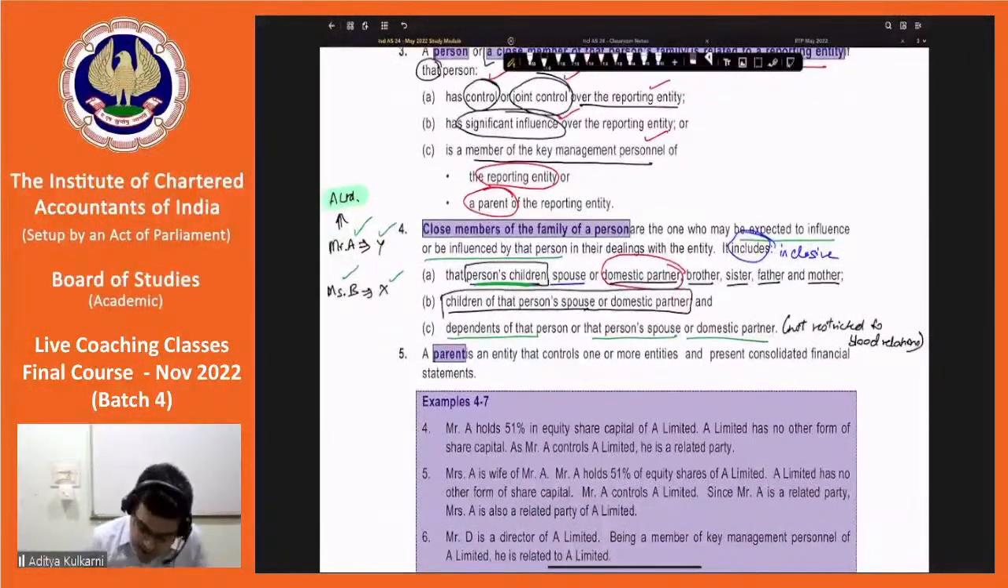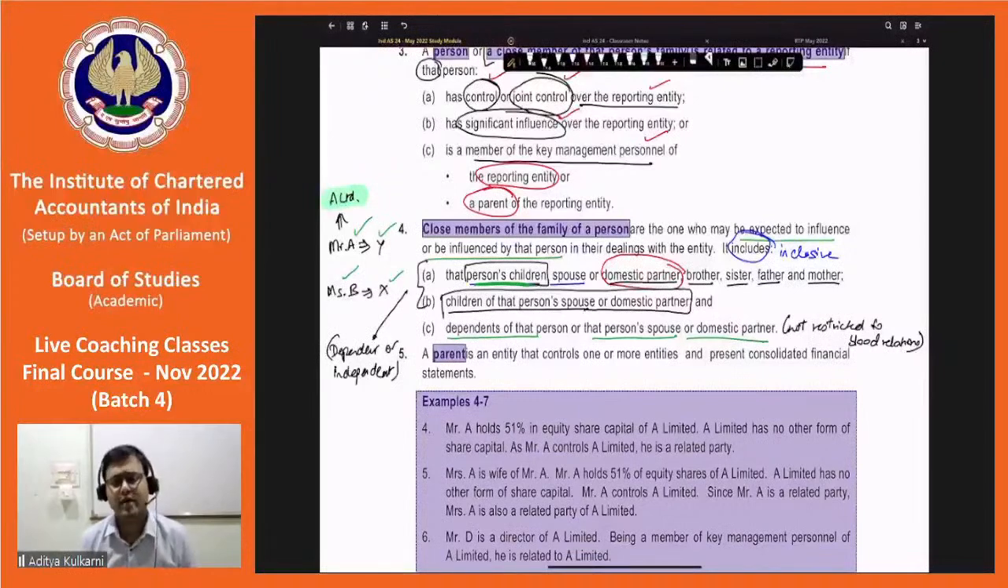Now, when I talk about the person's children or children of that person's spouse, in both these cases, they may be dependent or they may be independent. It doesn't really matter. Whether they are dependent or independent, makes no difference. What matters is if these are the relationships, then they will be close members of the family. And by virtue of that, they will be related to the reporting entity. Dependents is specifically mentioned separately. So that person's spouse or domestic partner are also included.